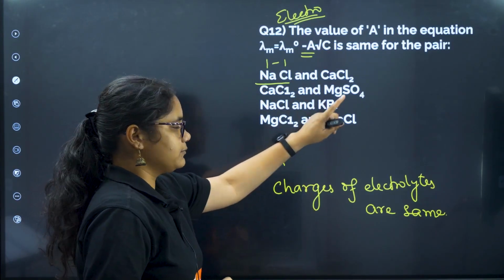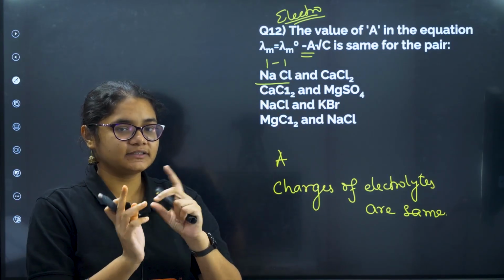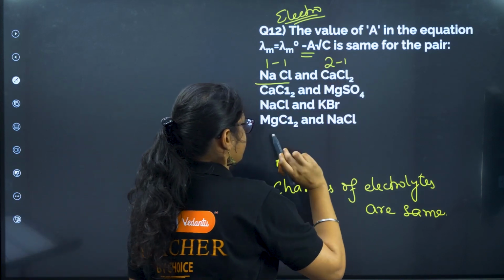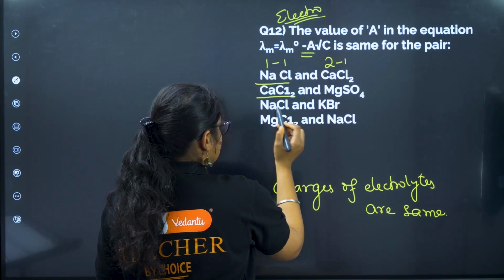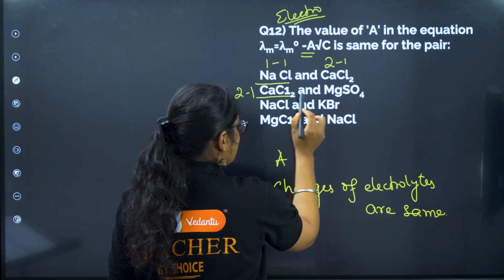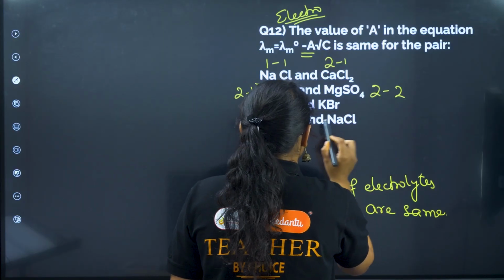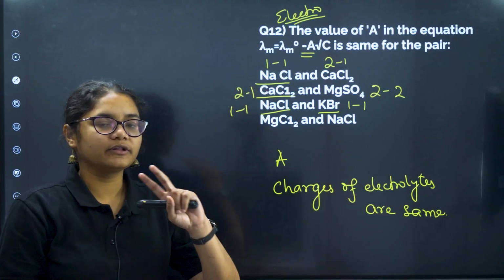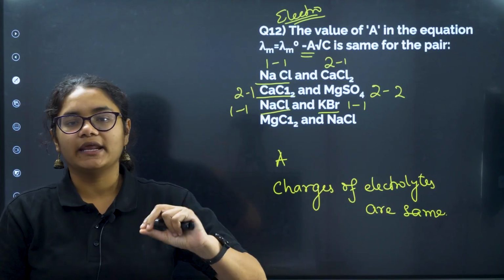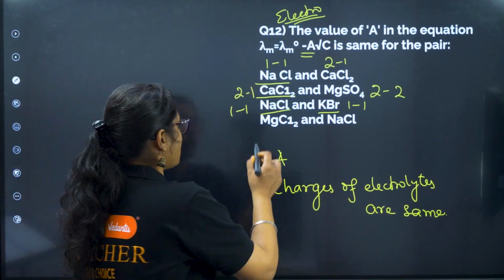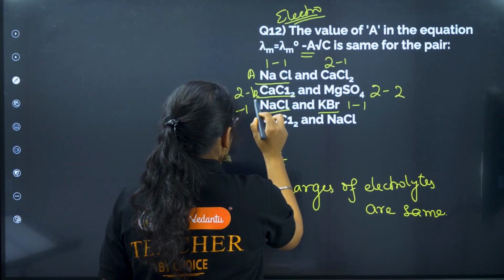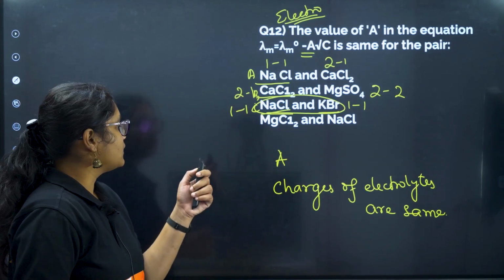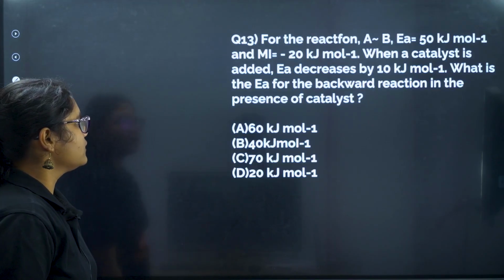Now if you see CaCl2, calcium charge is +2, chlorine charge is -1. So this is a 2,1 type electrolyte. CaCl2 is 2,1 type, MgSO4 is 2,2 type. NaCl is 1,1 type, KBr is also 1,1 type. So if both the electrolytes are of the same type, their A value will be the same. So the correct answer for this question will be option number C, NaCl and KBr. Now let us see the next question, 13.